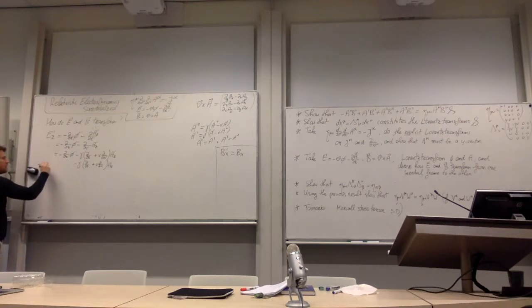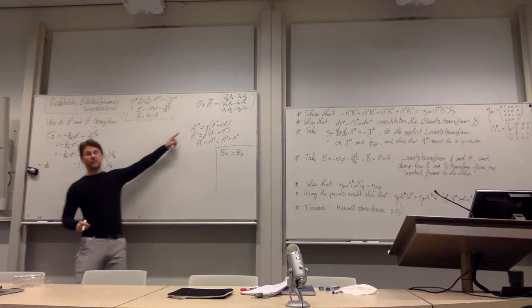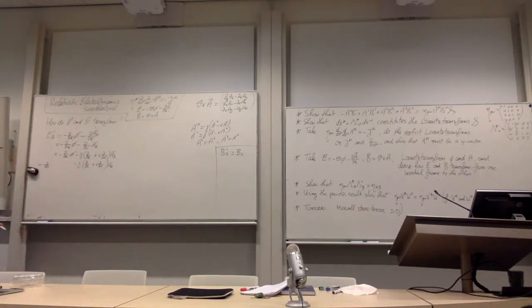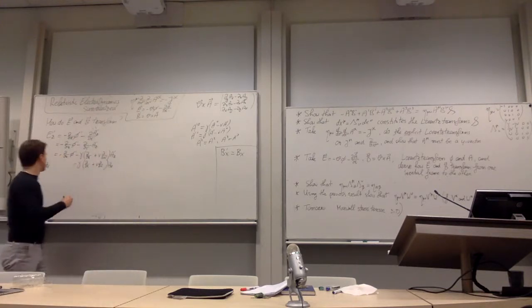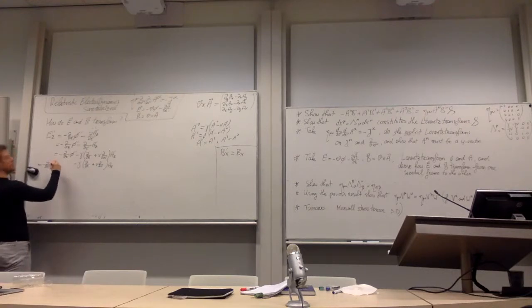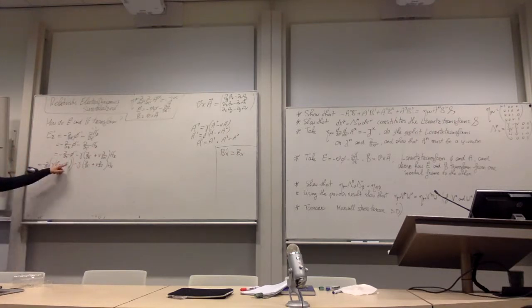This one? Isn't that A prime 0? Yes, there's A prime 0. Phi is what we call A0. And the phi prime is then A0 prime. Exactly. Well, we can use this Lorentz transform for that one. So that gives us gamma times A0 minus V A1. And look how beautifully we've gotten rid of all of our primes now.